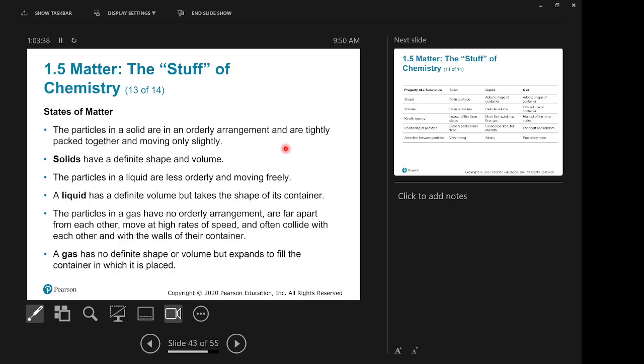Now, for the states of matter, the particles in a solid are going to be orderly arranged. They're going to be tightly packed together, and they're going to only slightly move. Solids are going to have definite shape and volume. You can see this from your desk. It has definite shape and volume.